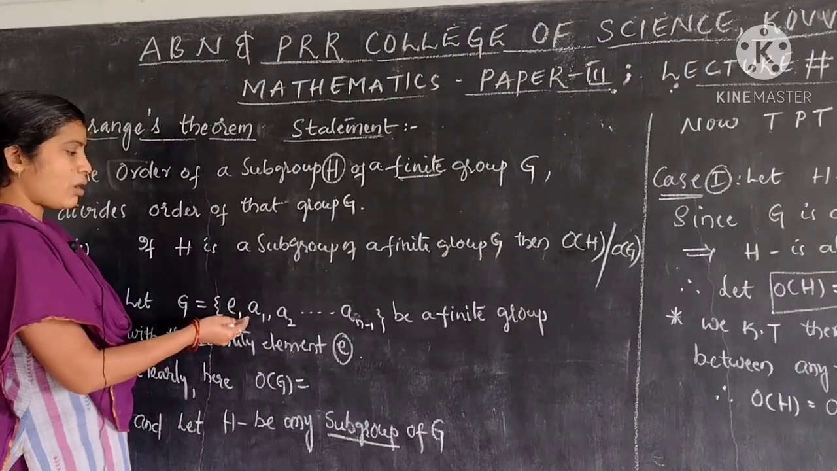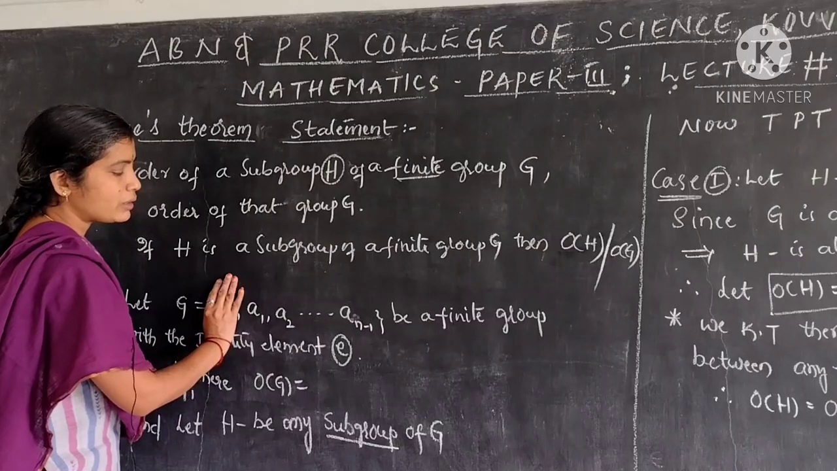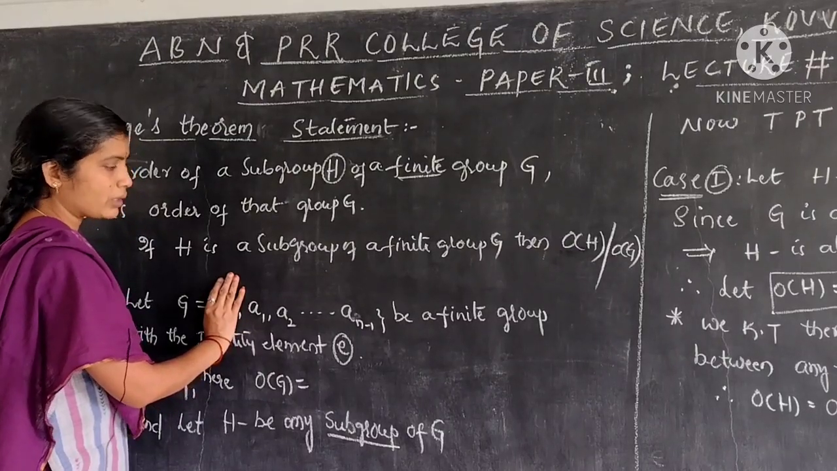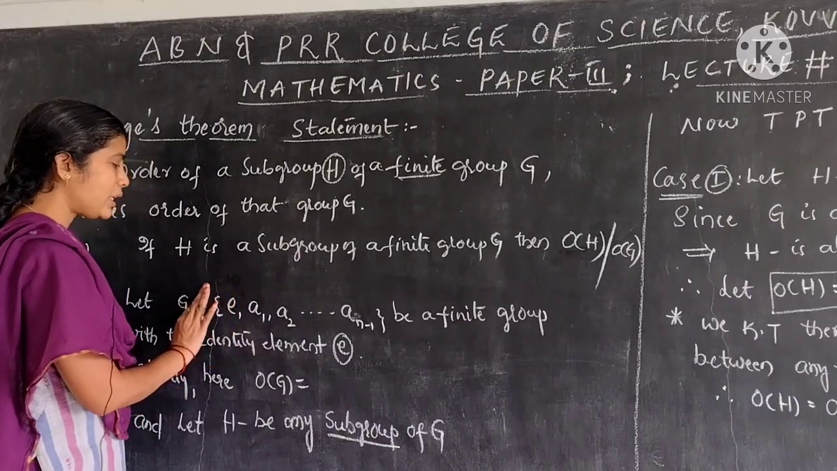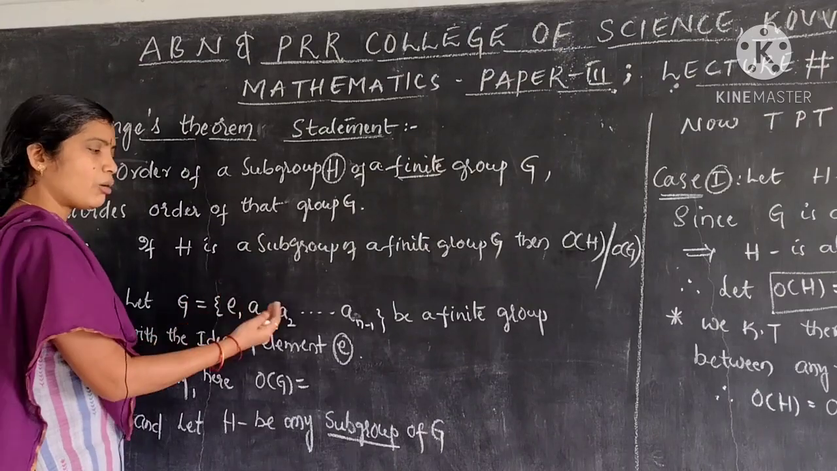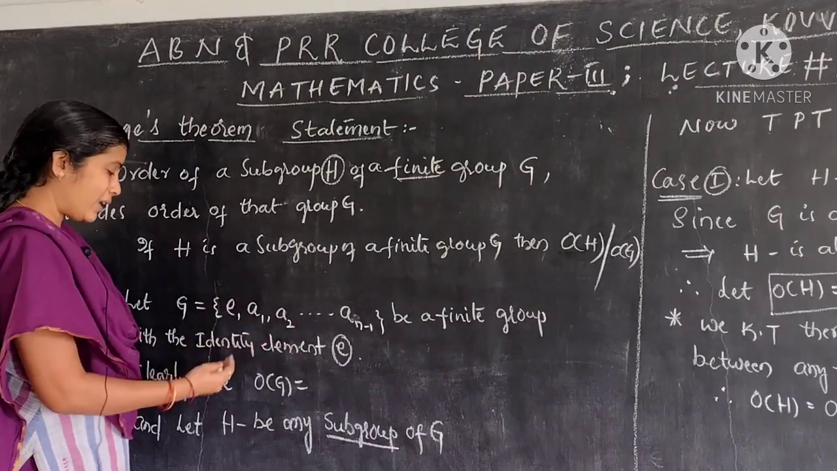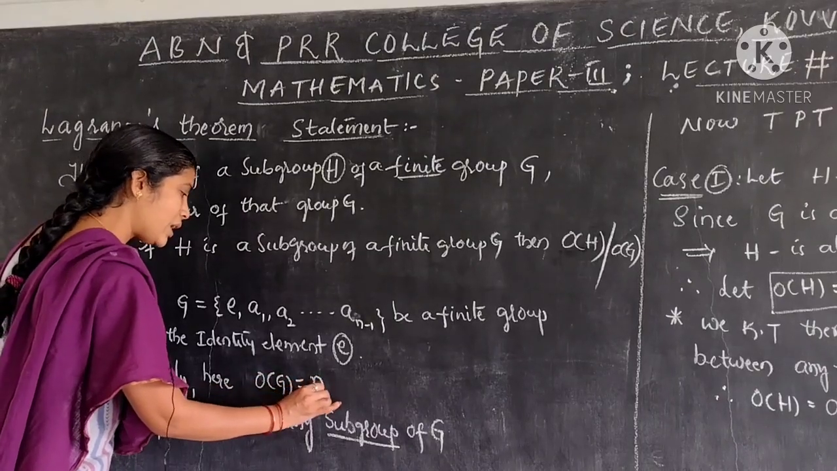Okay, what is its order now? Let us count the elements A1, A2, A3 and so on, An minus 1. They are nothing but n minus 1 elements excluding E. Additionally, we add one element, that means totally how many elements are there? There are n elements. So, it is clear that the order of G is n.